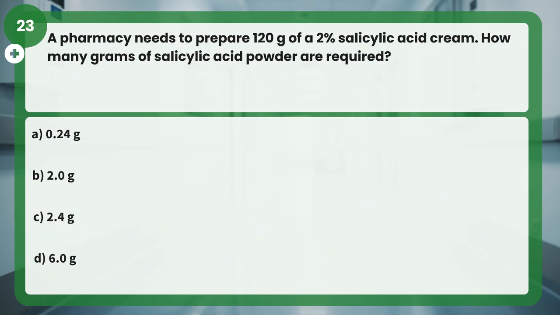Question 23. A pharmacy needs to prepare 120 g of a 2% salicylic acid cream. How many grams of salicylic acid powder are required? A. 0.24 g. B. 2.0 g. C. 2.4 g. D. 6.0 g.